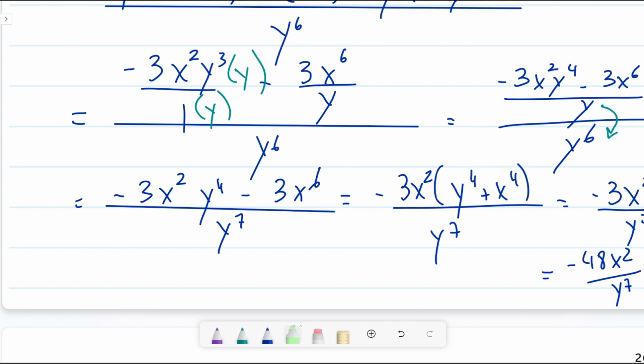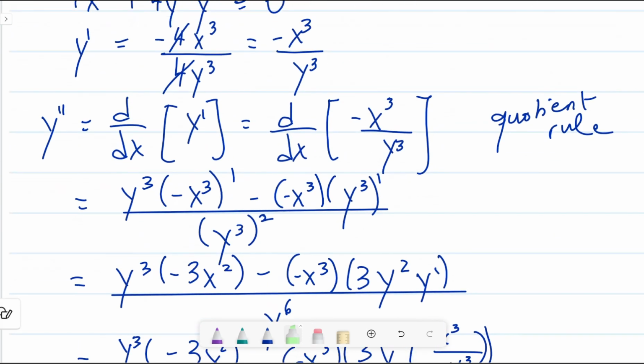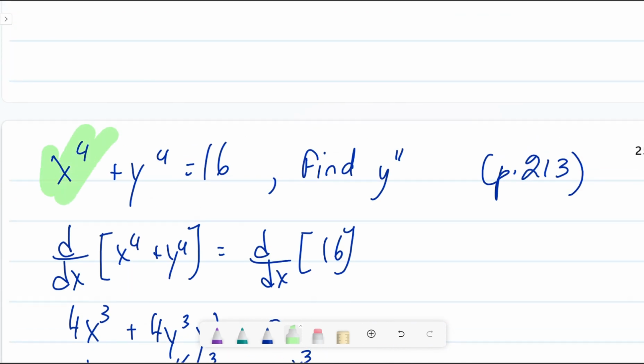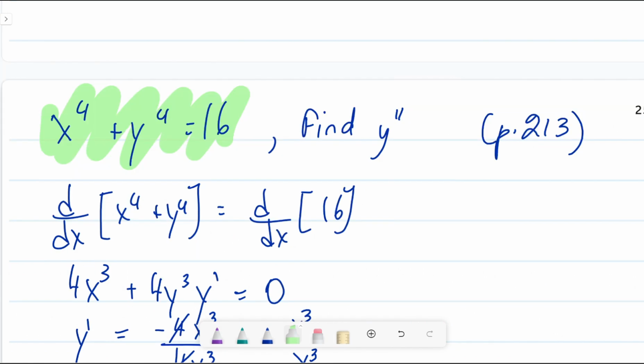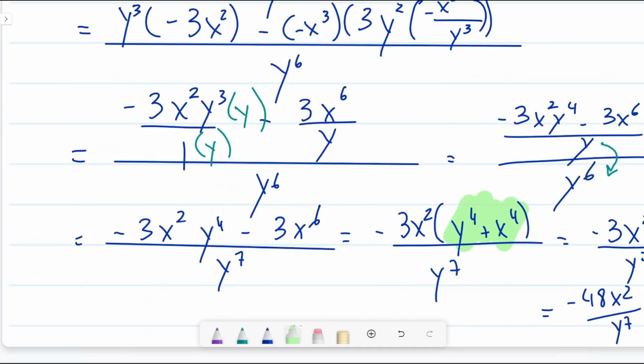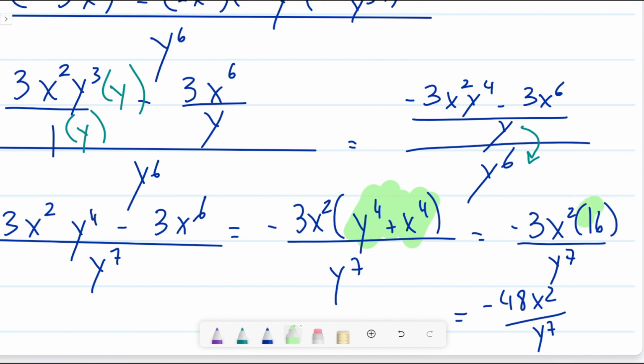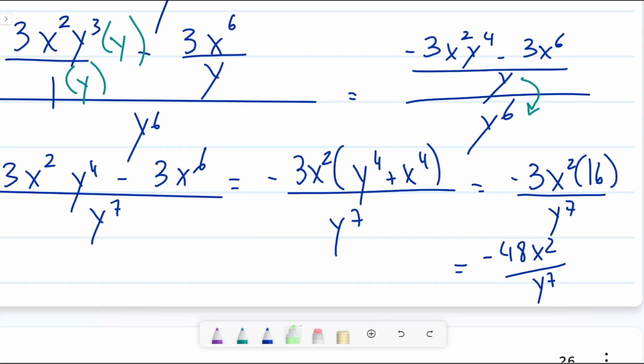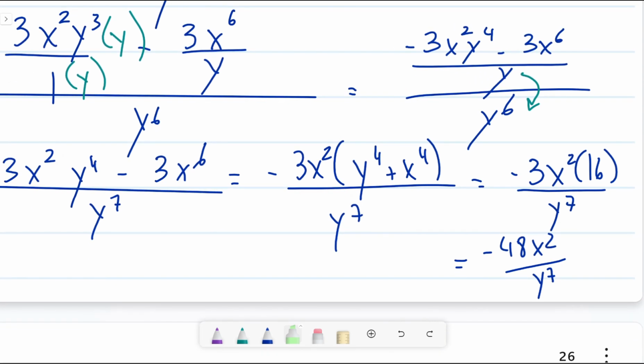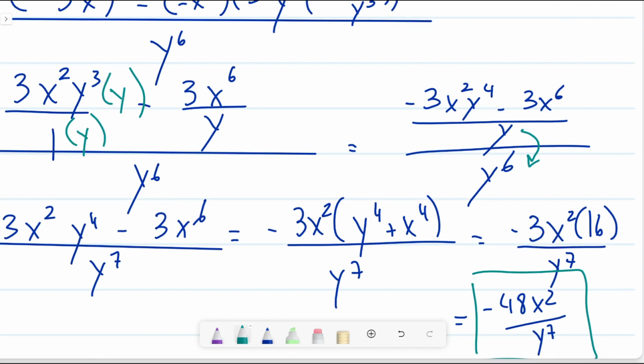And now comes the magic. We got x to the power of 4 plus y to the power of 4, which is in fact what we had at the start, which is in fact 16. So we replace it by 16 in here. And now we have negative 3x squared times 16 divided by y to the power of 7, which is negative 48x squared divided by y to the power of 7. And this is our second derivative. This is the answer.